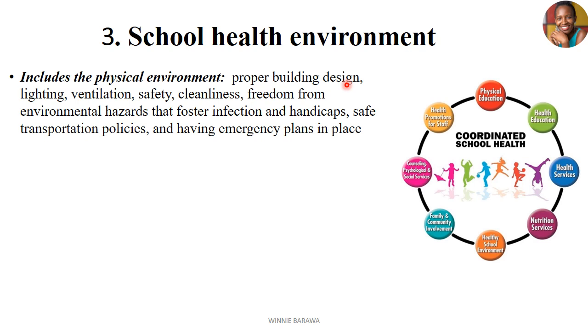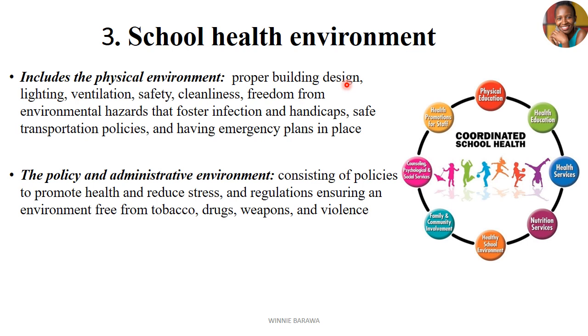We are looking at an environment that is safe, providing proper transportation, and an environment that has an emergency plan in place. So with the school health environment, you have to look at the different dimensions: physical, emotional, but also administrative. So that is the physical environment, the building, the structures, the safety, the policies in regards to transport, emergency plans, and so on.